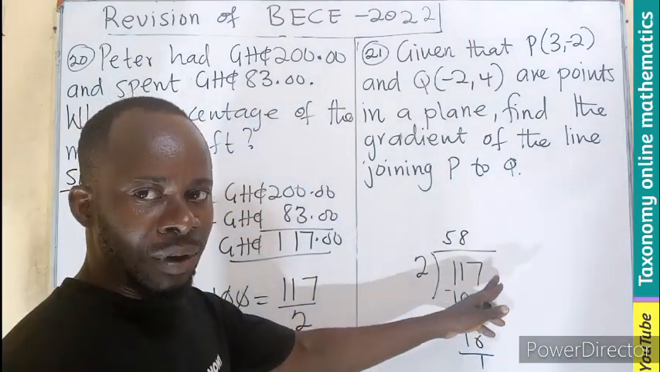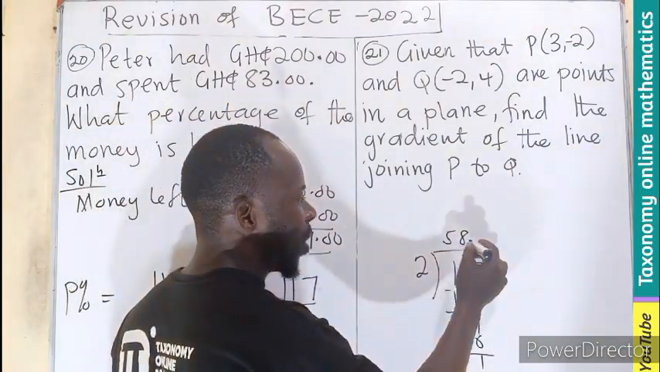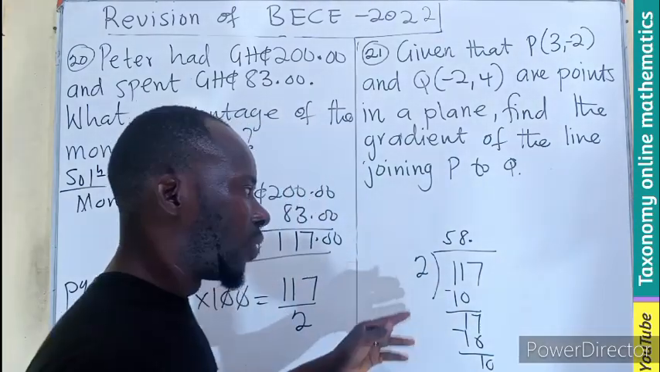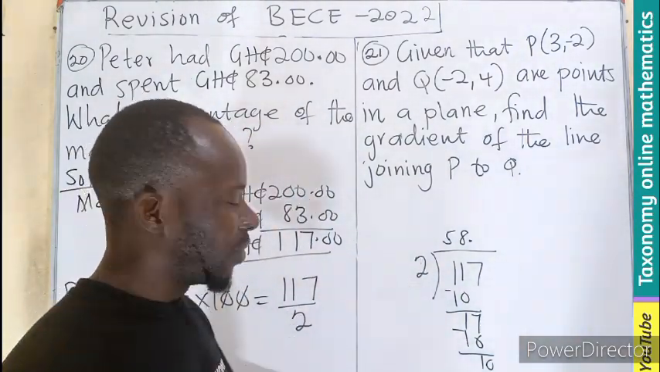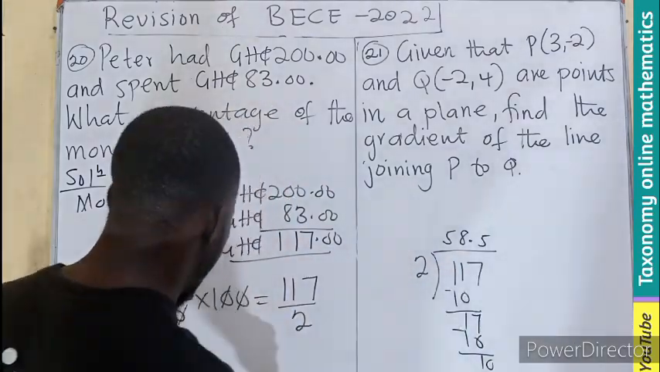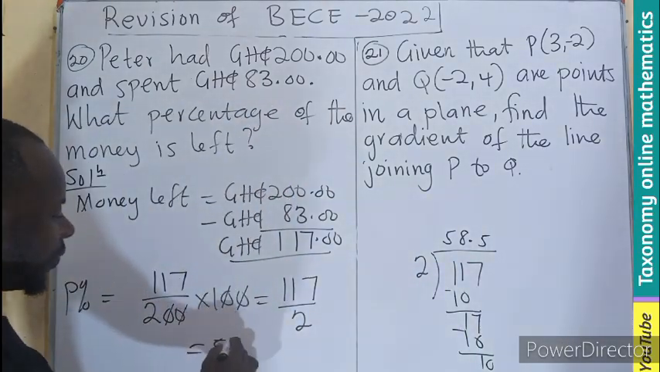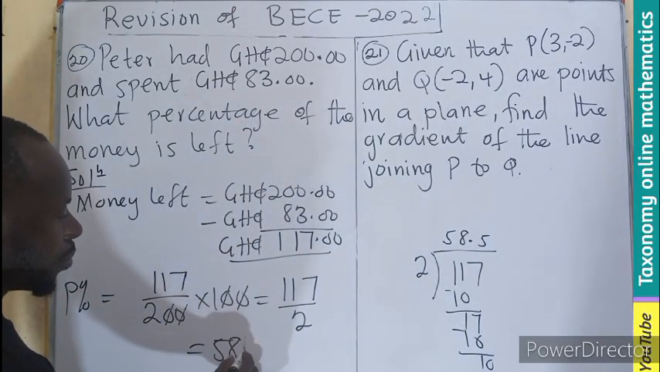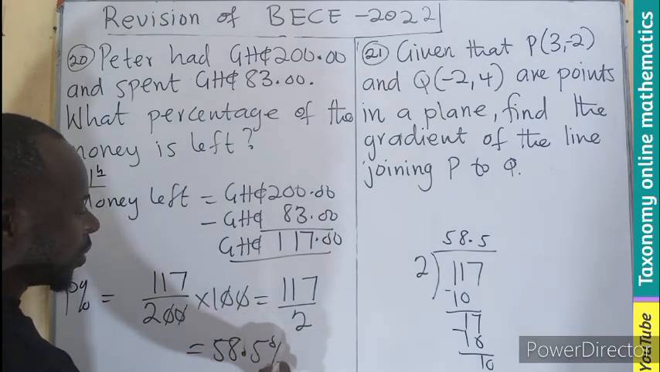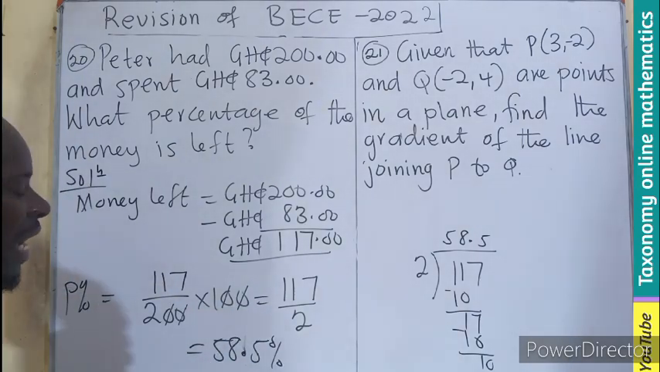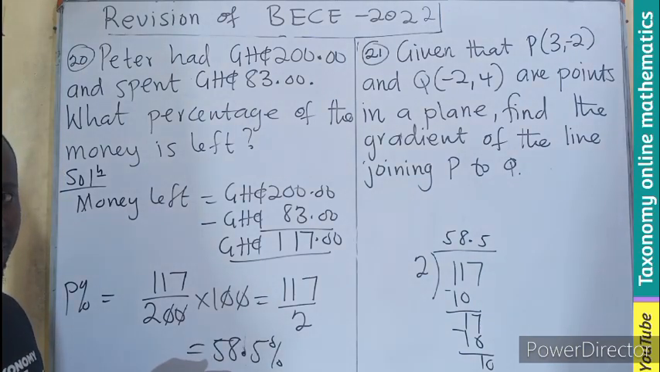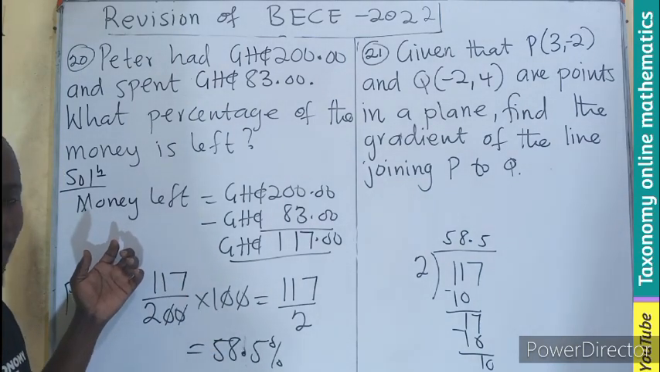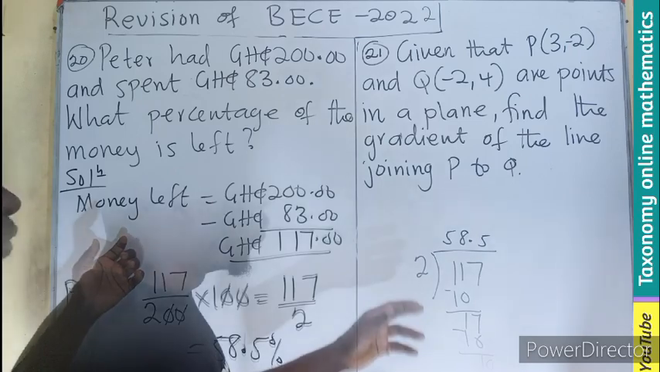The digits finished, so we introduce a decimal point and add 0. So 2 will be going into this place 5 times. So that will give us our answer to be 58.5%. So the percentage of money left is going to be 58.5%. I guess the concept is clear. All right, let's tackle the 21.